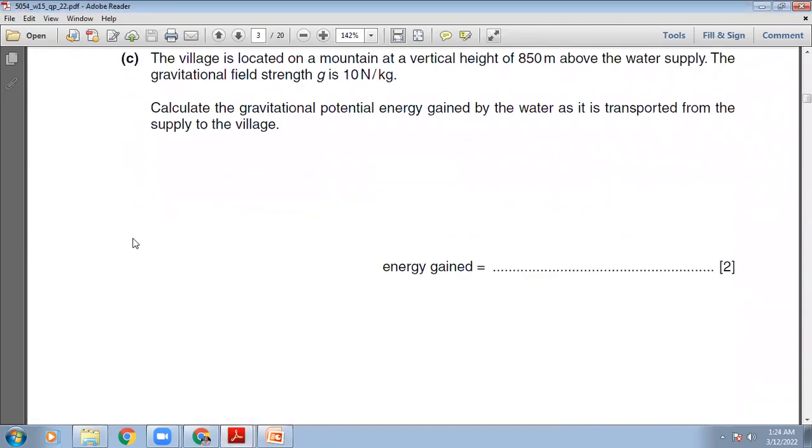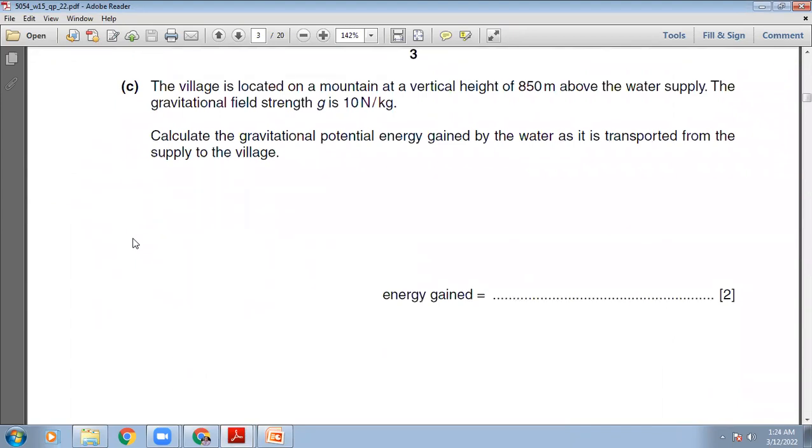So that was the B part. Now we are coming to the C part. The village is located on a mountain at a vertical height of 850 meter above the water supply. The gravitational field strength g is 10 Newton per kg. Calculate the gravitational potential energy gained by the water as it is transported from the supply to the village.